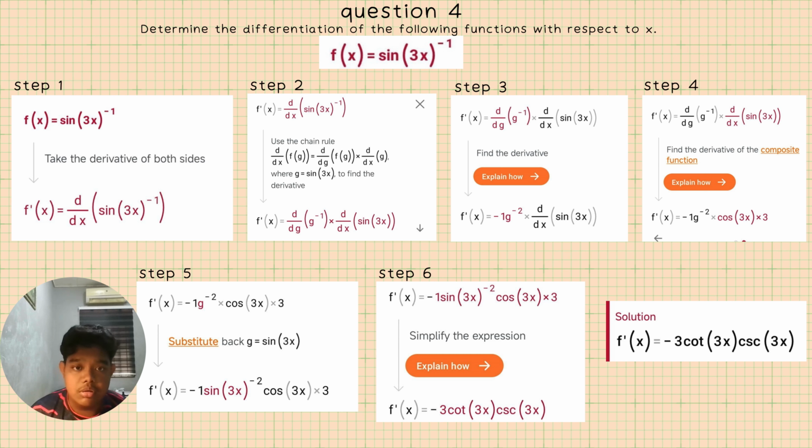So step 3, we will find the derivative. So we will get f prime equals negative 1 g to the power of negative 2, multiplied by d/dx of sin 3x. So step 4, we will find the derivative of the composite function. So we will get f prime x equals negative 1 g to the power of negative 2, multiplied by cos of 3x times 3.